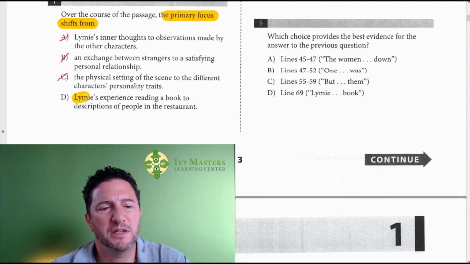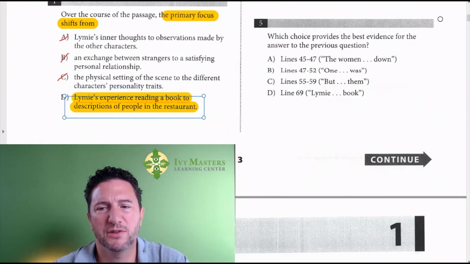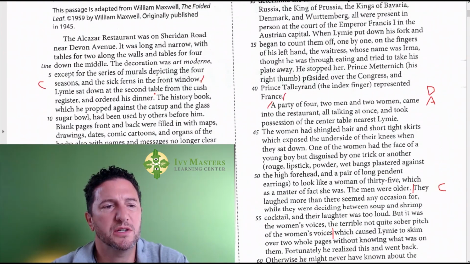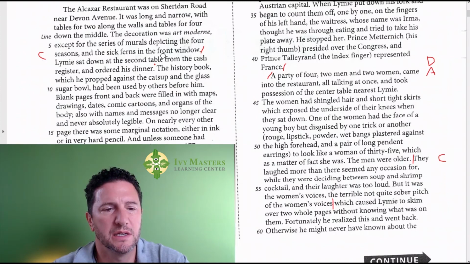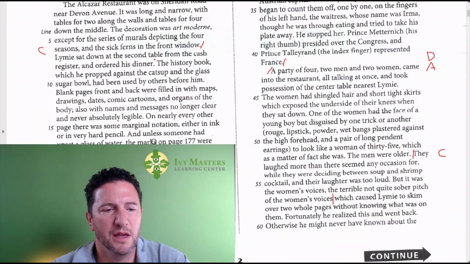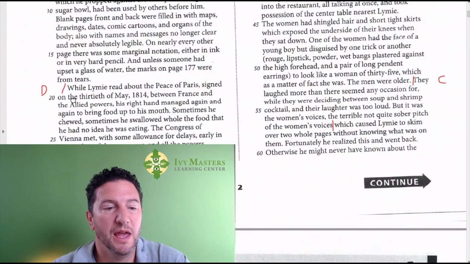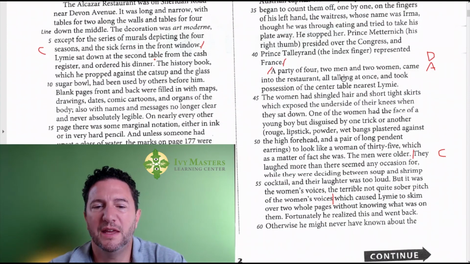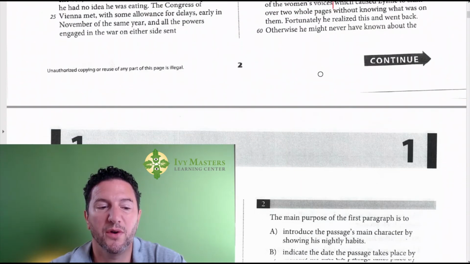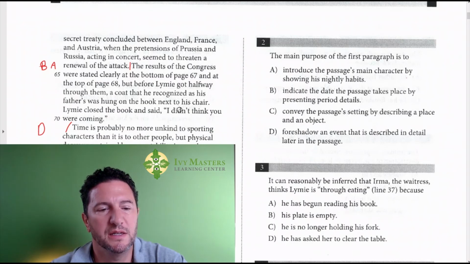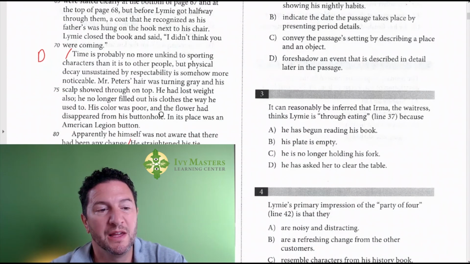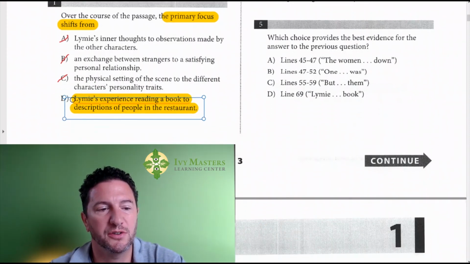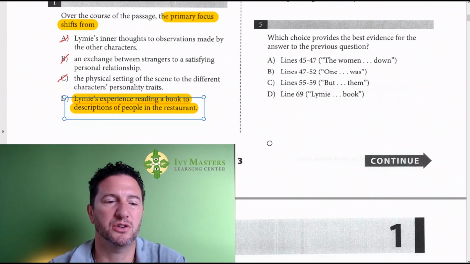Answer choice D, Limey's experience reading a book to the descriptions of people in the restaurant, is your correct answer. In the very beginning he describes the restaurant, but that only takes up six lines. Then he's at the table, it describes the book, and he's reading from lines 19 all the way down to 41. Then it describes this party of four and how it's distracting him from reading. He goes back to the book a little, and then sees his father has arrived because he sees his jacket, and there's a description of his father. So it's what he's reading in the book, and then description of characters, which nicely matches answer choice D, Limey's experience reading a book to descriptions of people in the restaurant.